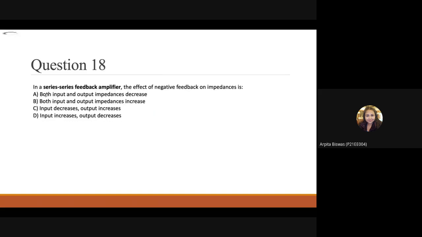Question number 18. In a series feedback amplifier, the effect of negative feedback on impedances is: option A, both input and output impedances decrease; option B, both input and output impedances increase; option C, input decreases, output increases; and option D, input increases, output decreases. Option D, ma'am. Option B, ma'am. Yes, option B is the right answer.